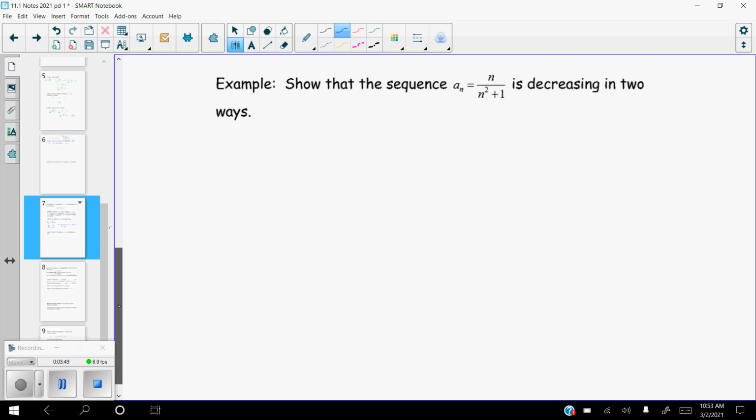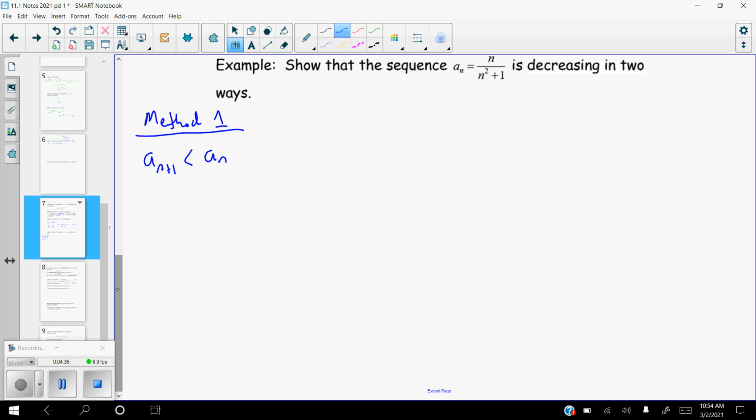Some of them that are not going to be necessarily so easy to figure out is when you have a variable numerator and denominator. So there are two ways to show that this a sub n equals n over n squared plus 1 is a decreasing sequence. Method 1 is like what we just did. So method 1, we need to show that the a sub n term is greater than the a sub n plus 1 term, or vice versa. We could show it either way. As a matter of fact, I'm going to turn this one around. I'm going to say that the next term is less than the current term. Same idea.